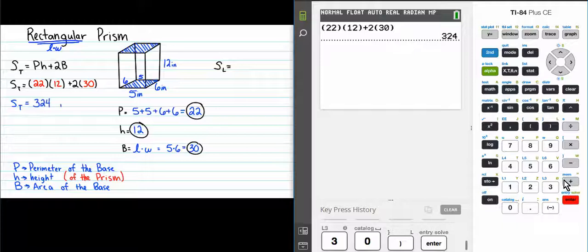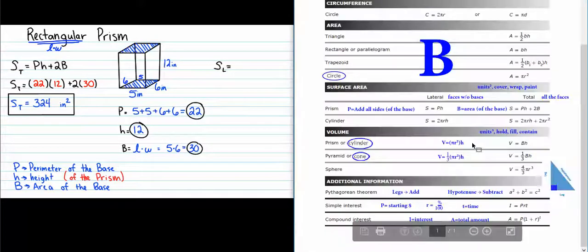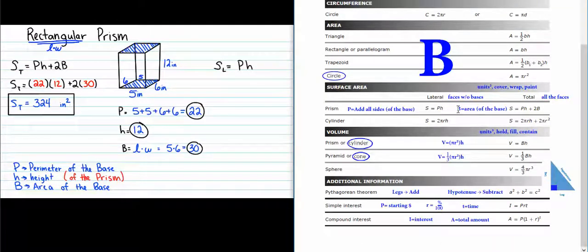Don't forget to put units squared to represent this as area. So that would be total. Now, if we move on to lateral, notice it's almost the same formula. It's just a little bit shorter here. So all I need is the P and the H. Since I already did the work, I don't have to go figure it out again. Just let's use my P, perimeter, and let's use my H, 12. And that would be it.